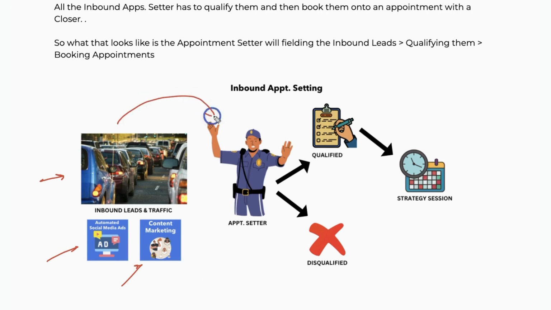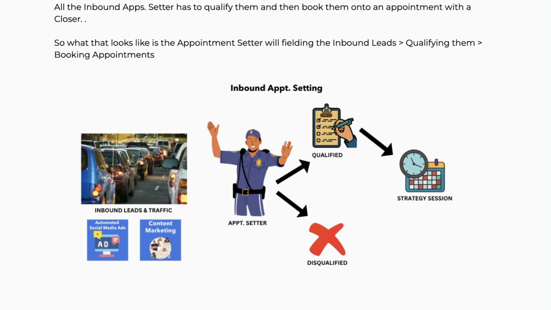Then the inbound appointment setter actually fields those appointments, right? Qualifies those people. And two things happen. They're either qualified or they're disqualified. And then they actually end up going into a strategy session if they are qualified. So what the inbound appointment setter actually does is take the traffic that's coming towards the business and regulate that to make sure they can redirect that traffic to where it actually needs to go.